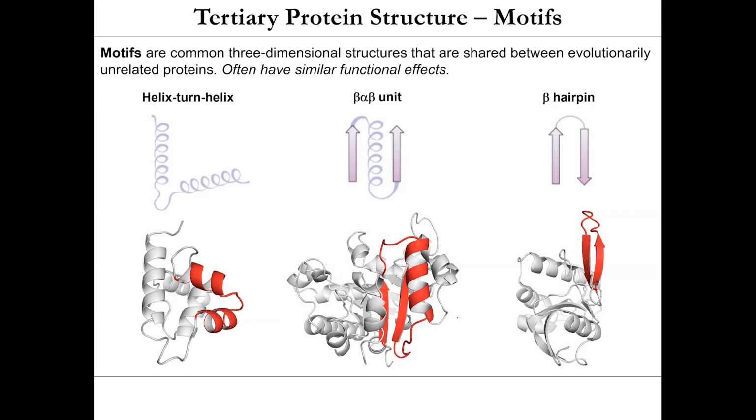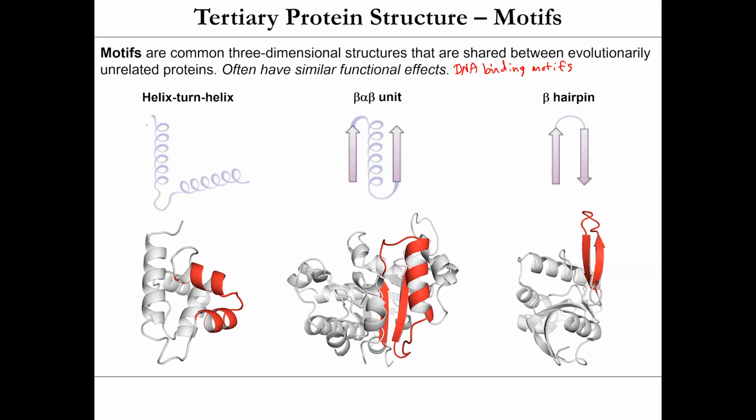Although they do often have similar functional effects, including specific motifs that are often involved in things like DNA binding. So you will find them in different proteins that have the same effect or even different effects, just because they're thermodynamically stable conformations. So we have a few different examples here, and they're named pretty easily, just based on what is there.